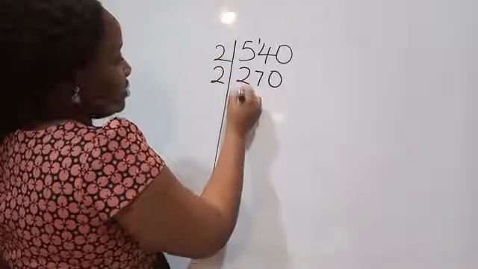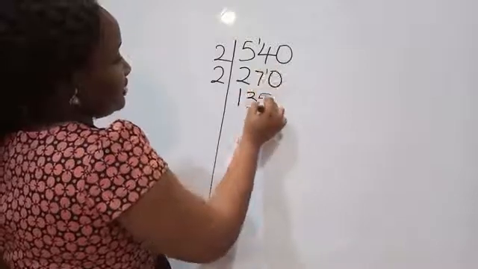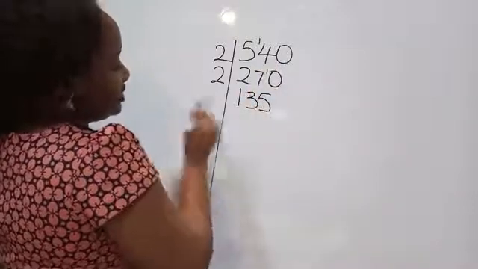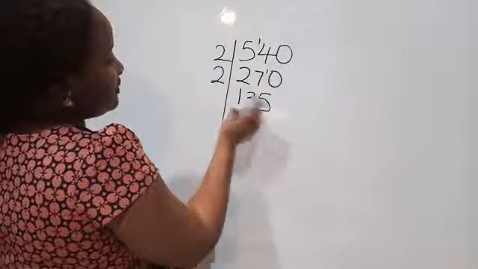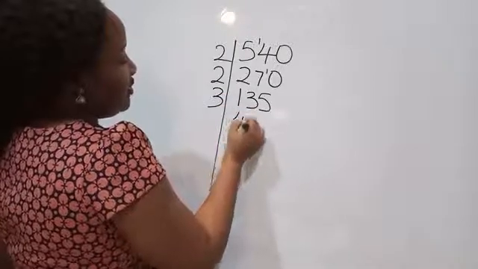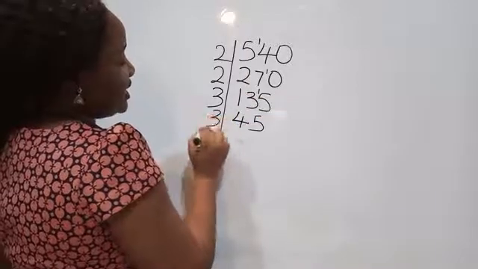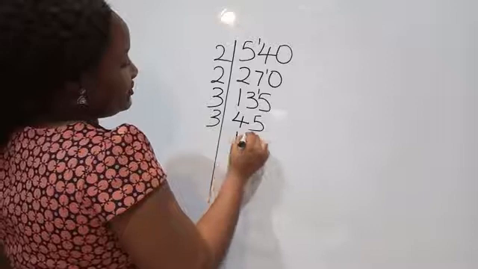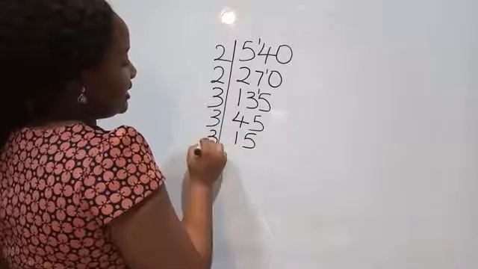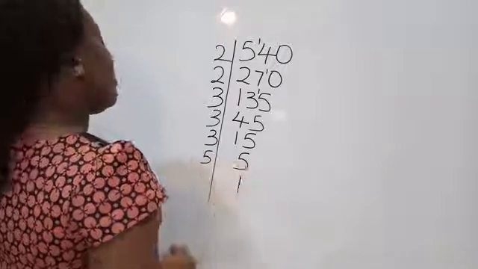We have 1, 3, 5. Let's see, 3 should be able to go. 4 plus 5, yes, 3 should be able to go. 3. Here we have 4, 5. Okay, we have 3 again. We have 1, 5. We have 3 again. We have 5. And we have 5, 1.